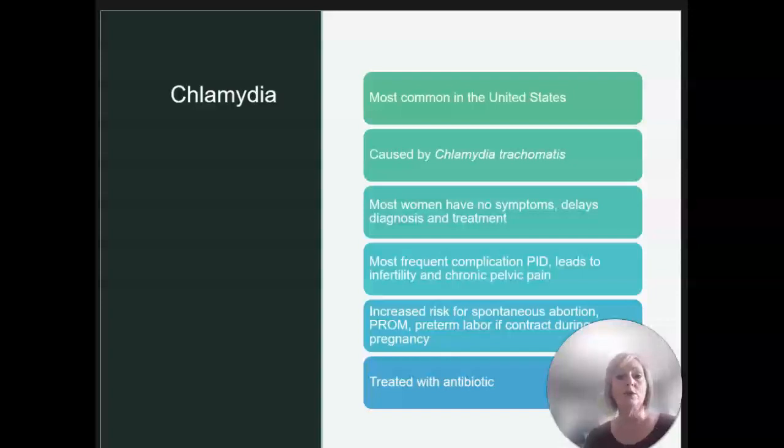Most women will have no symptoms. So a lot of times they don't have any symptoms, so they delay treatment because they don't have anything going on. However, with a chlamydia infection, that can create problems. That can give you pelvic inflammatory disease.